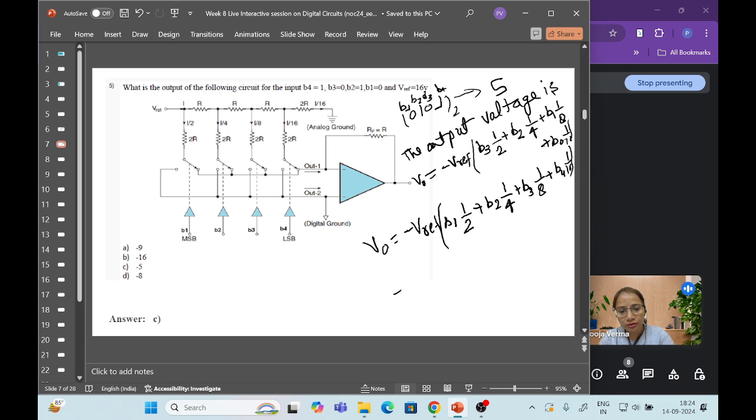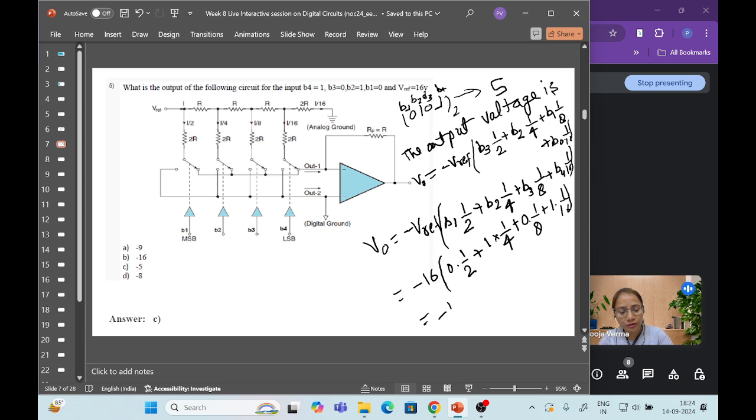Okay, so V reference is given, that is 16 volt, so I am putting it here, minus 16, and putting all the values of B1, B2, B3, B4. So B1 is 0, so 0 into 1 by 2 plus B2 is 1, 1 into 1 by 4, B3 is also 0, 0 into 1 by 8, and B4 is 1, so 1 into 1 by 16.